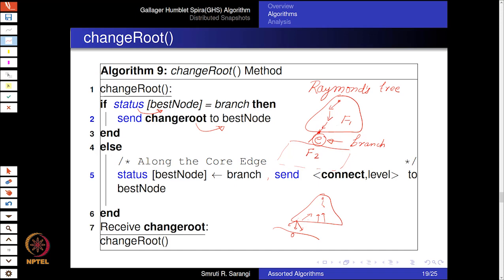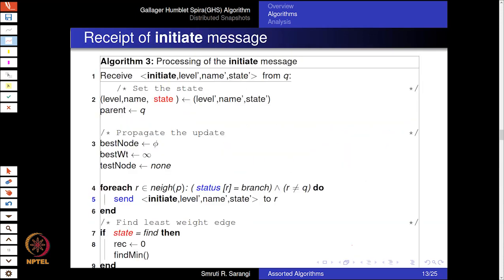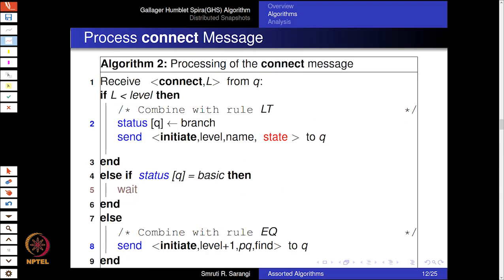Of course the parent pointers are flipped and I am not showing that in the slide, but after that the parent pointers were flipped. So let's say this edge over here was found to be the minimum. Then we set the status of this edge to be branch, and then we send a connect message, where the connect message will again take us back to algorithm 2. What was happening in algorithm 2? We were processing the connect message, and there of course if we found the LT condition we connected immediately. So here if you would recall, we had kept something open.